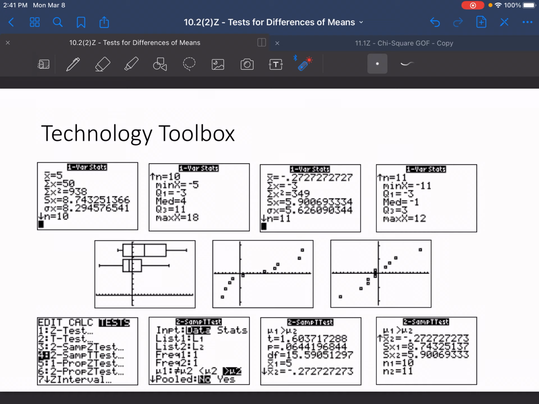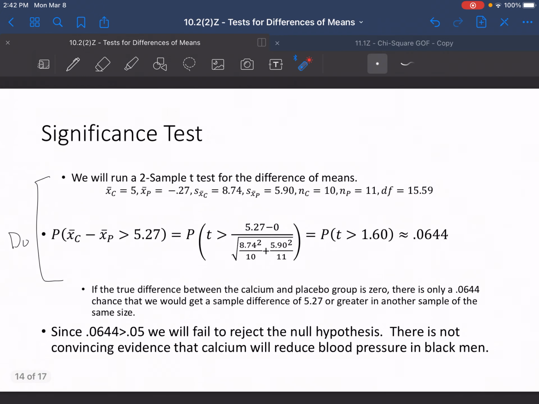And what happens is if we enter that in, it gives us our t-statistic of 1.61 with a p-value of 0.064. And so all we would need to do is basically state it like this, okay, for that do portion once we've entered that into the calculator. But you do want to make sure that you list that you ran a 2-sample t-test from the calculator for that.